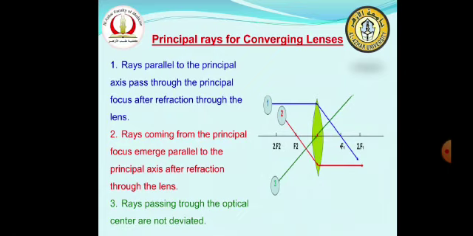Principal rays for converging lenses. When light rays pass through a convex lens, each takes one of three forms. Rays parallel to the optical principal axis pass through the principal focus after refraction through the lens, the blue line. Rays coming from the principal focus emerge parallel to the principal axis after refraction through the lens, the red line, while rays passing through the optical center are not deviated, the green line.